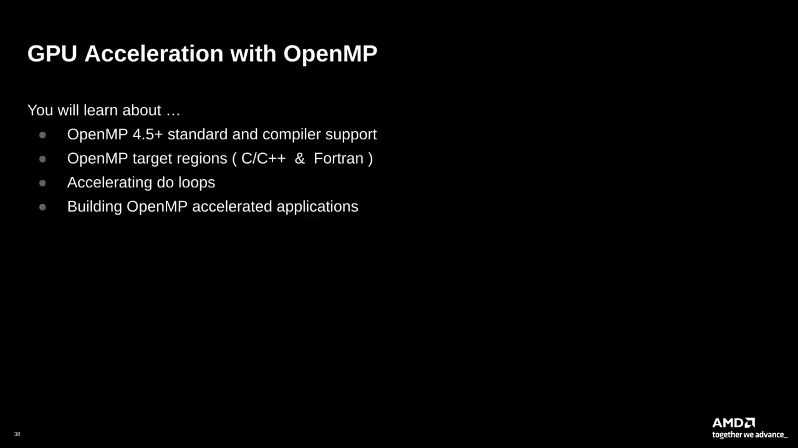So now we'll talk about GPU acceleration using a directive-based approach with OpenMP. In this section, you're going to learn about the OpenMP 4.5 standard as well as what you can expect in terms of compiler support. Then we'll talk about OpenMP target regions and how to accelerate do loops. And then we'll discuss how you can build your OpenMP accelerated applications.